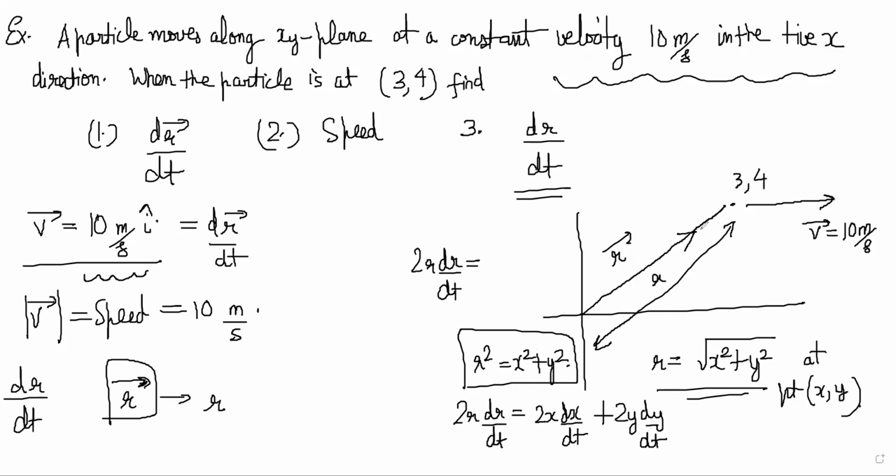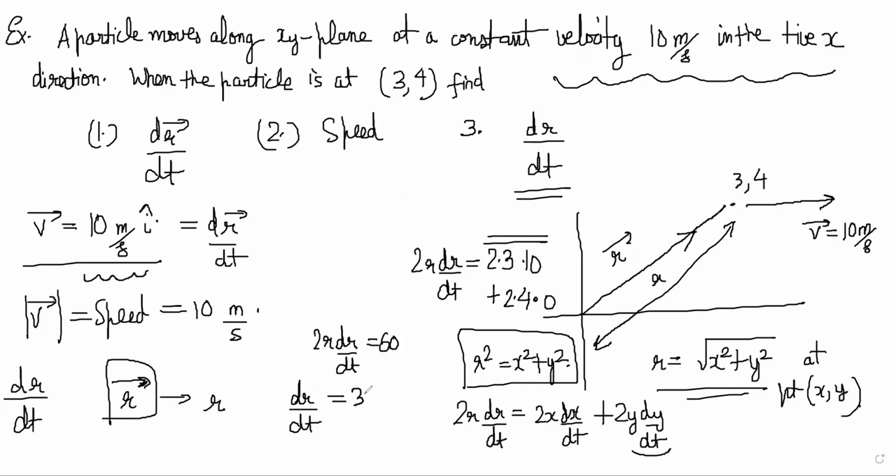Now let's put the values in. Right now, your x coordinate is 3, so 2 into 3, and your x velocity is 10, right? dx by dt is your velocity in the x direction. So 2 into 3 into 10 plus 2 into the y coordinate, which is 4, times the velocity in the y direction, dy by dt, which is 0. So you get 2r dr by dt is equal to 60. That means dr by dt is equal to 30 by r.